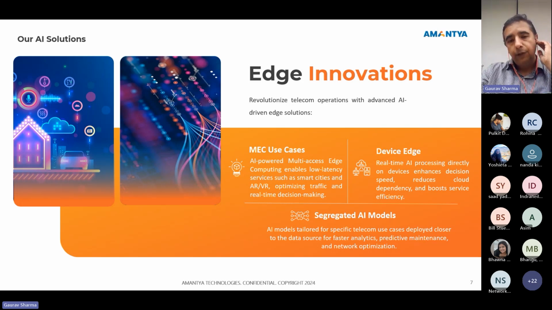So what we have essentially done here is that we've come up with a distributed AI model, wherein part of the AI model runs on your edge device, and the remaining part runs on our MEC, which can then reconfigure some of the services for these edge devices as well.